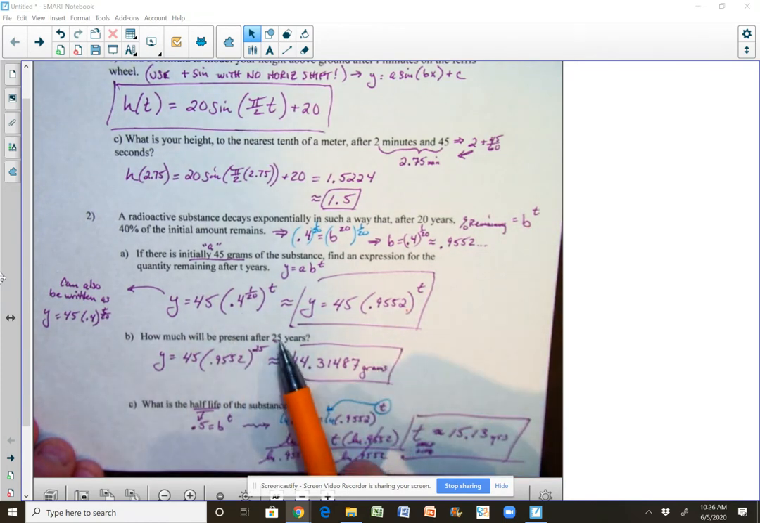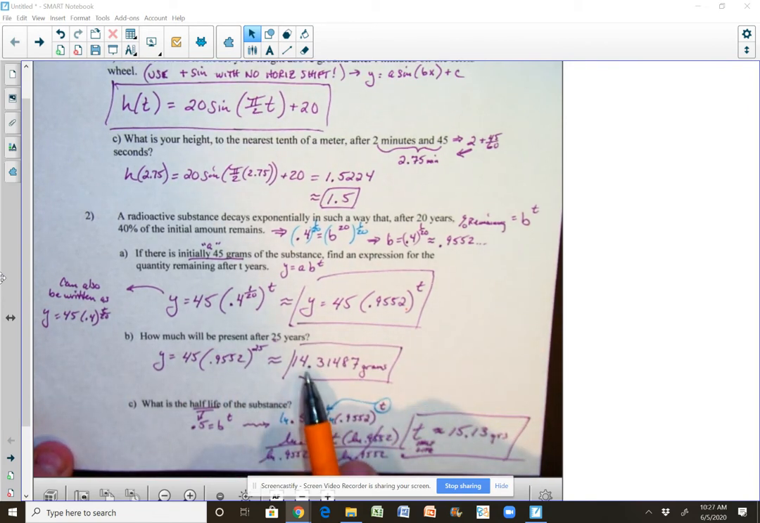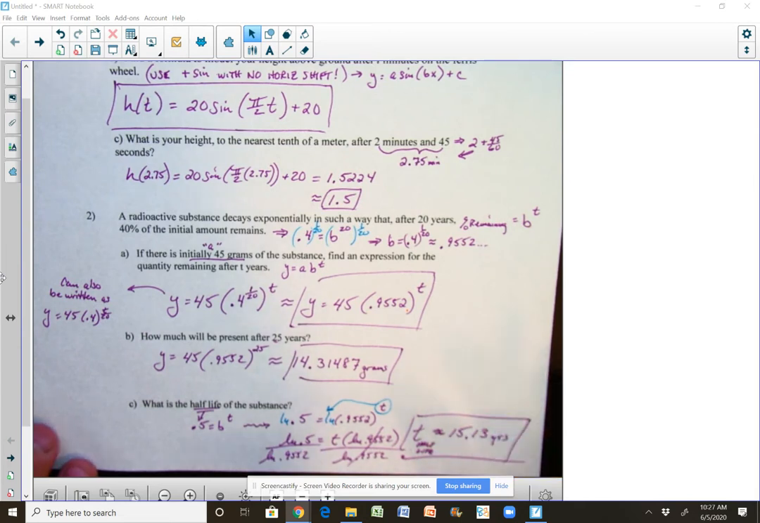The next one says 25 years, how much will it be present? All you have to do is replace the 25 in for the t. So you could use any of these models. They'll come out to be approximately the same based on round-off error, obviously. So to the nearest tenth, any of these models would be satisfactory. You'll get 14.3 grams. All you have to do is plug in 25.